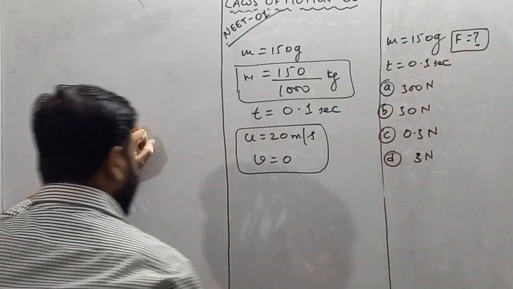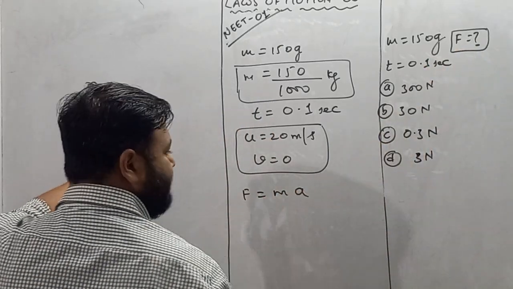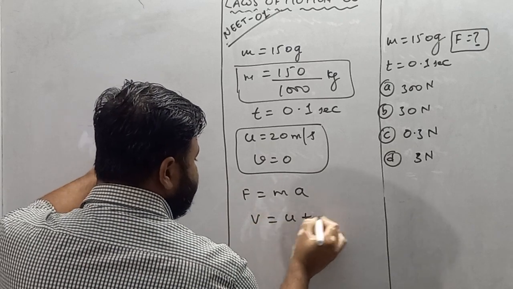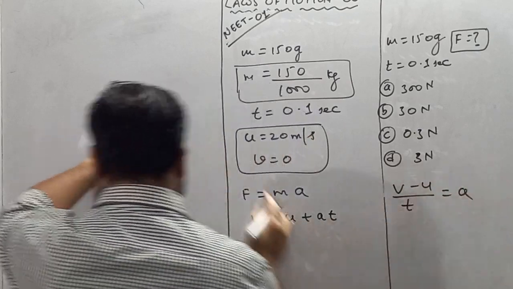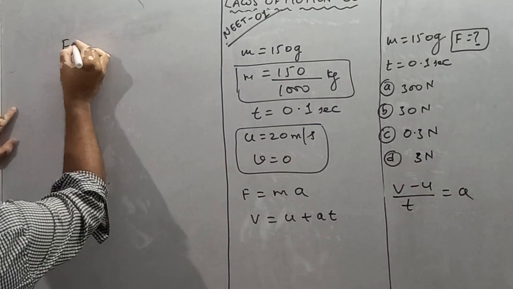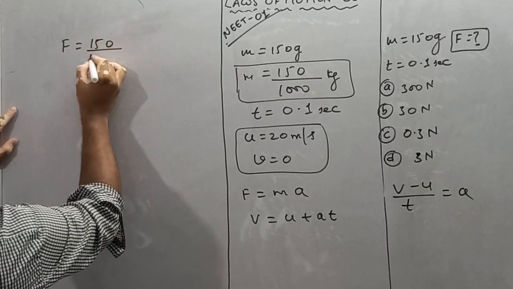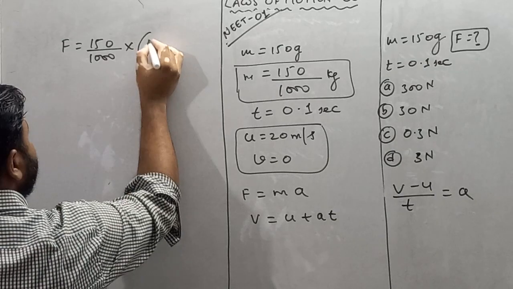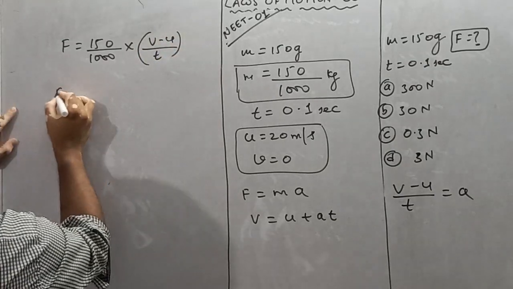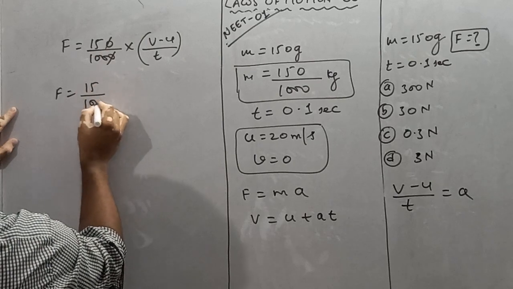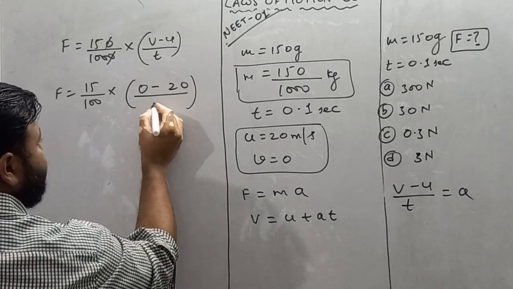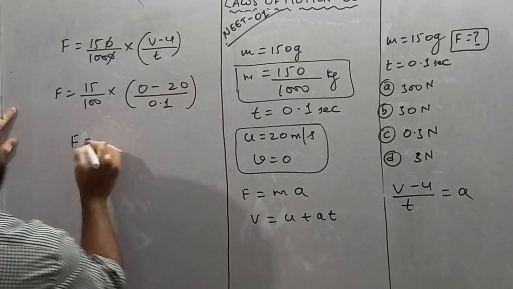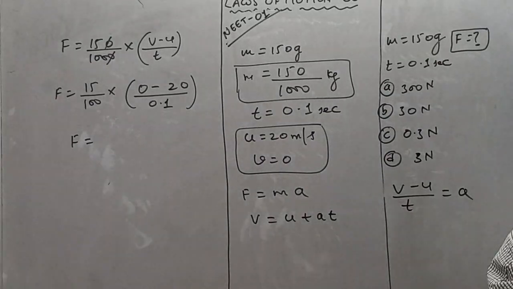They are asking for the value of force. So we know that F is equal to ma, and from the equation of motion v is equal to u plus at, so we can write (v minus u) by t is equal to a. Put the value of acceleration, we'll get F is equal to mass, 150 by 1000, multiplied by (v minus u) by t. So F is equal to 15 by 100 into final velocity 0, initial velocity 20, divided by time, 0.1 second, my dear student. So solve the question, you'll get your answer. The answer is minus 30 Newton.